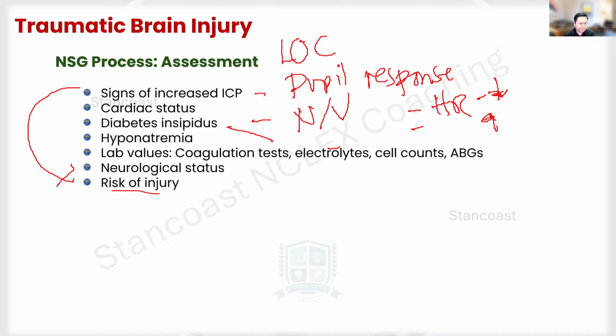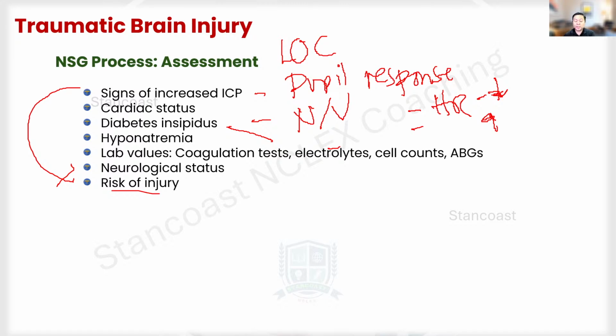What about risk of injury? Why are they at risk for injury? Remember that they are going to have those electrolyte imbalances. They will have the potential to get confused. Their level of consciousness will be decreased. They will not be aware of their surroundings. Their cognitive function will be impaired this time.